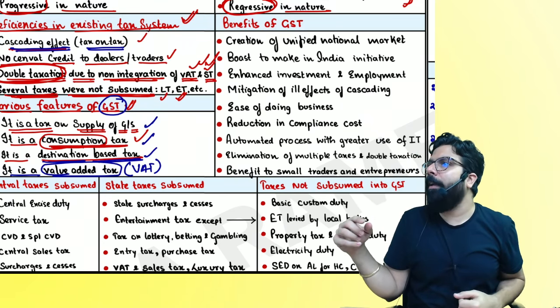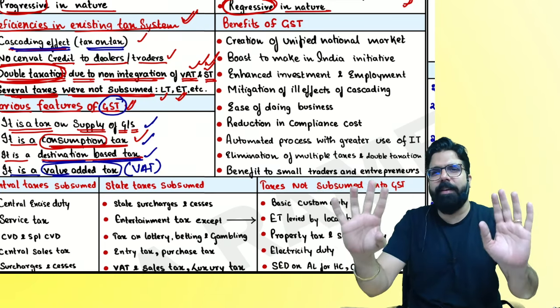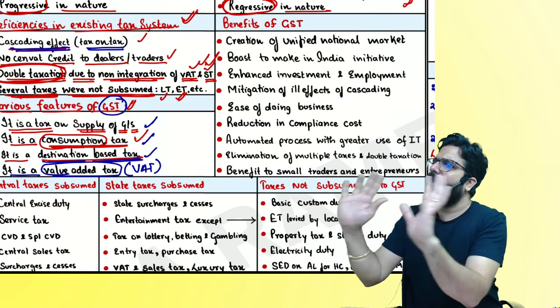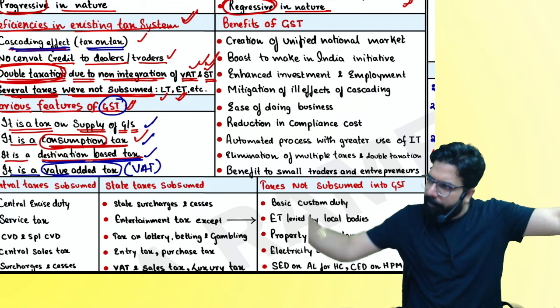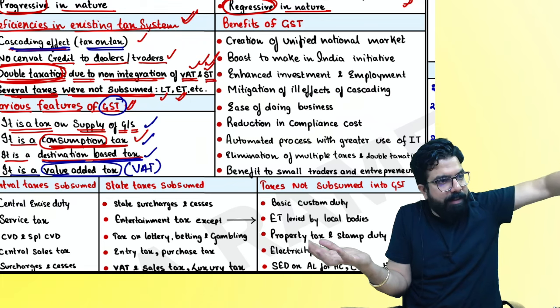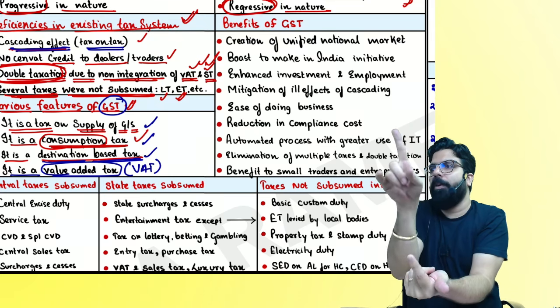See, practically in a restaurant, there is no input as such. All those things we are not talking about. I am teaching you from an intermediate level. See, intermediate, small level. Okay, everyone. What does every shopkeeper do? For example, one tube light shopkeeper. He will buy tube lights. He will get what? Input. When he will sell, he will charge output. He will set off and pay the balance to the government.